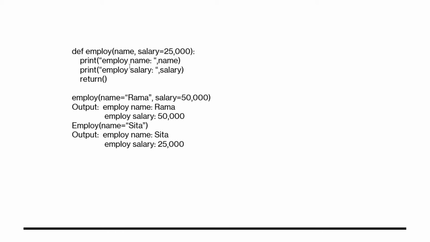Here again we can see the keyword arguments. We are passing the name and salary. We are passing the name Rama to the argument name, and we are providing the value 50,000 to the key salary. Then the output is the same as the value you are passing. In this case we have two arguments.